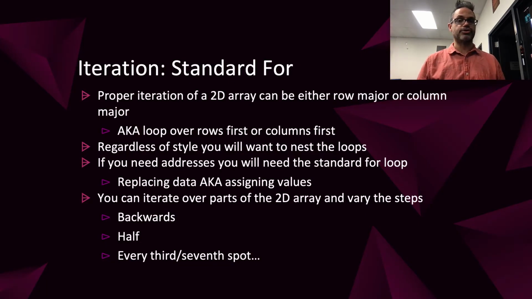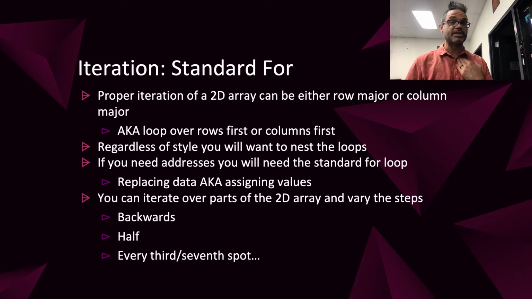To iterate over a 2D array, the most effective and common way to do so is with a standard for loop. This is one we use all the time. We're using a nested set of for loops to do so. The proper iteration can be done either in row major order or column major order. If you've heard the phrase row major or column major order, it means which one am I doing first? Am I doing the rows first or am I doing the columns first? This doesn't change anything about the way the square brackets are actually handled, but rather do I want to loop over rows first or columns first?